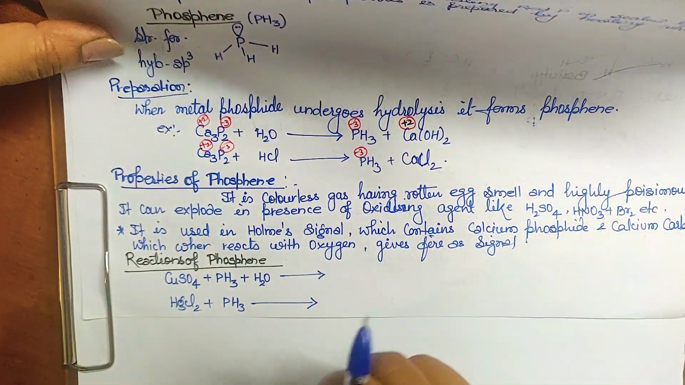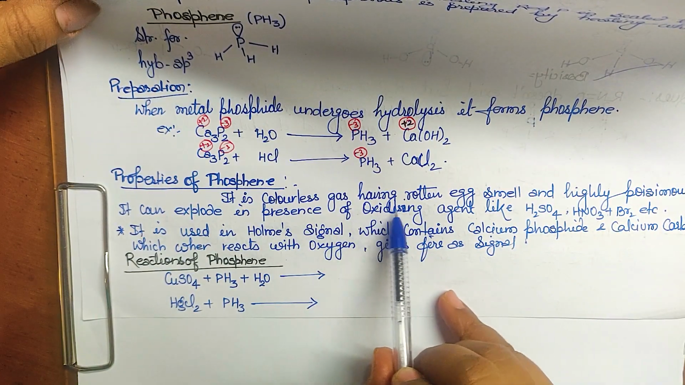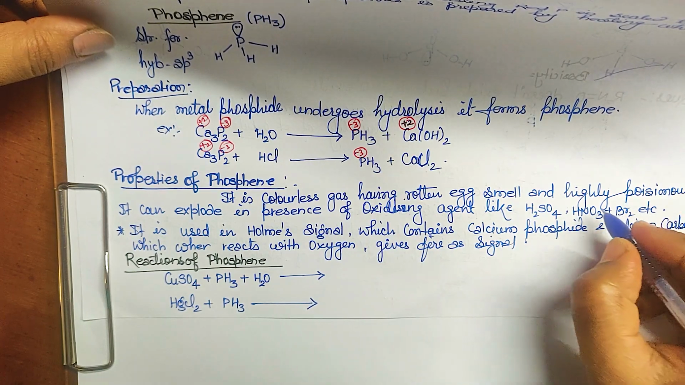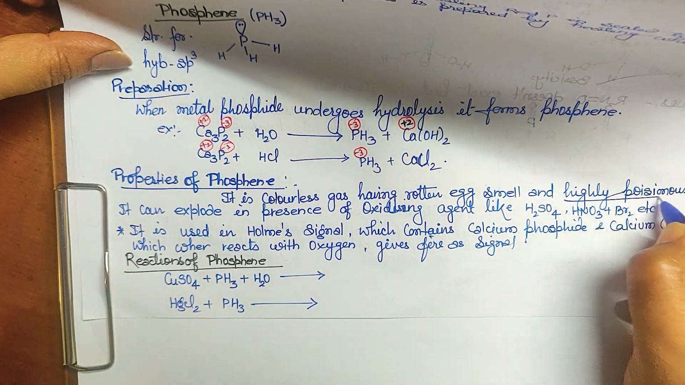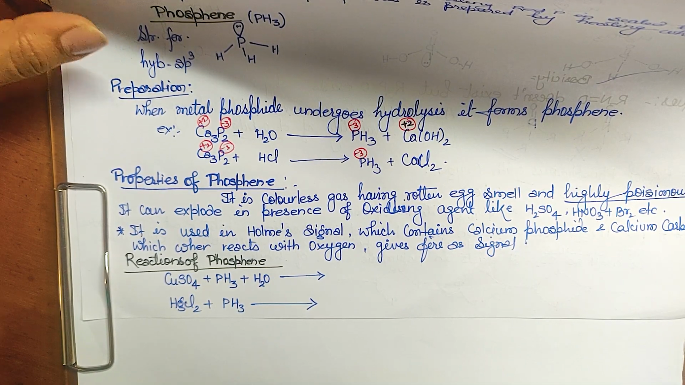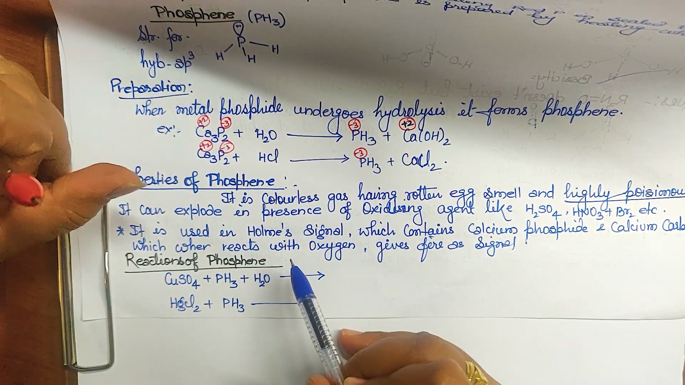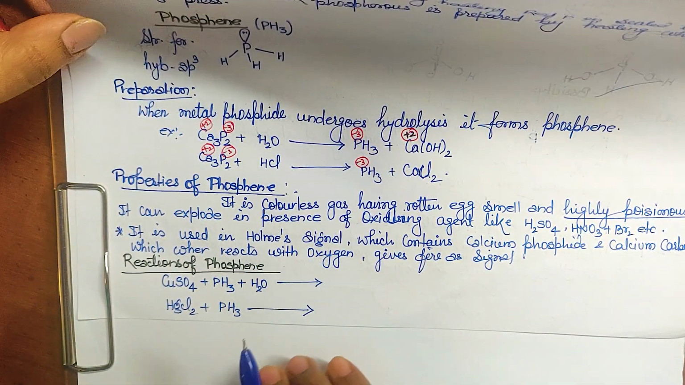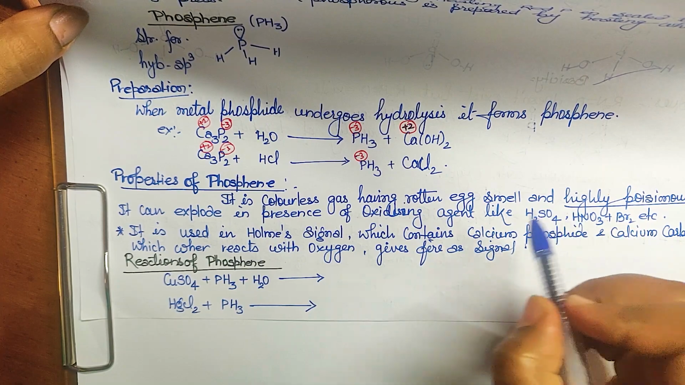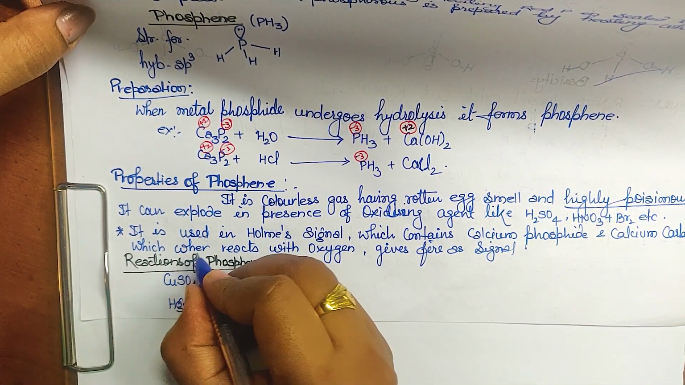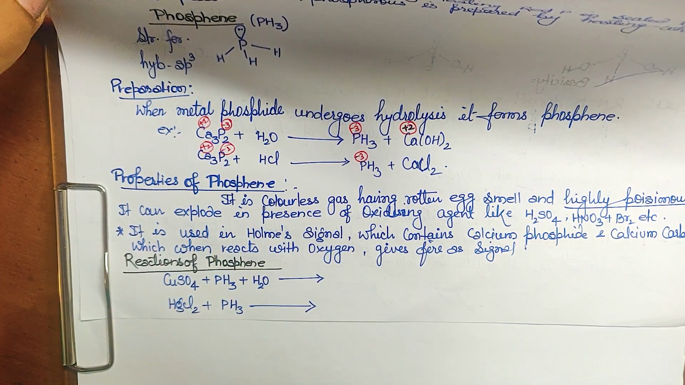Now let's do some properties. Properties of phosphine. It is a colorless gas, having a rotten egg smell, and highly poisonous. This is highly poisonous, that you have to understand. And it is used in the Holme's signal, as I have described yesterday, earlier, on that Holme's signal, which contains calcium phosphide and calcium carbide, when it reacts with oxygen it gives a fire signal.